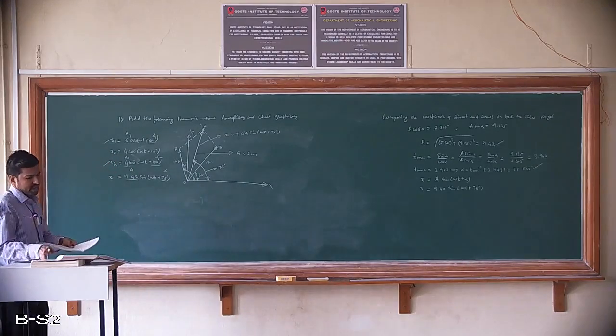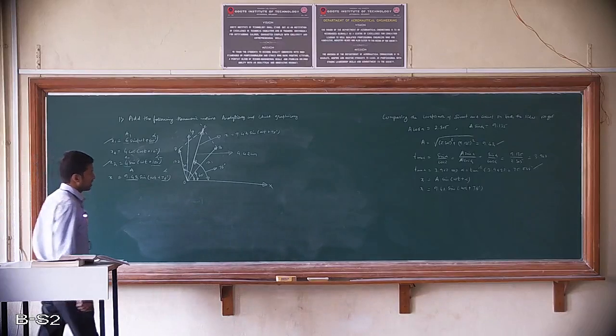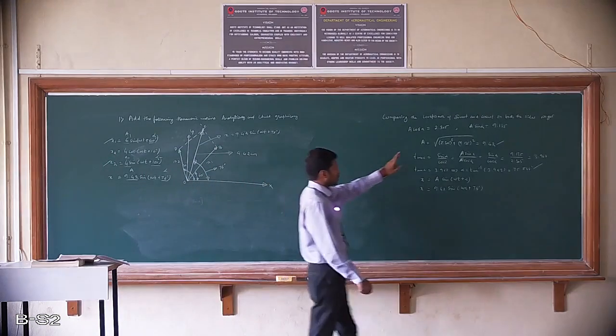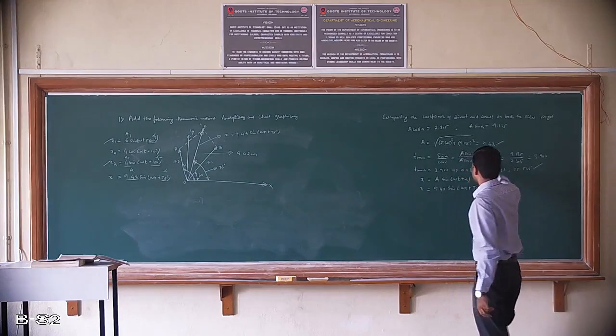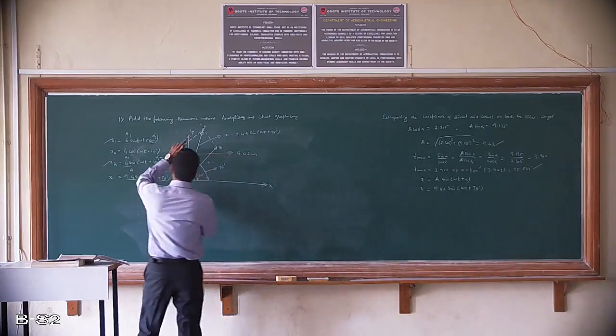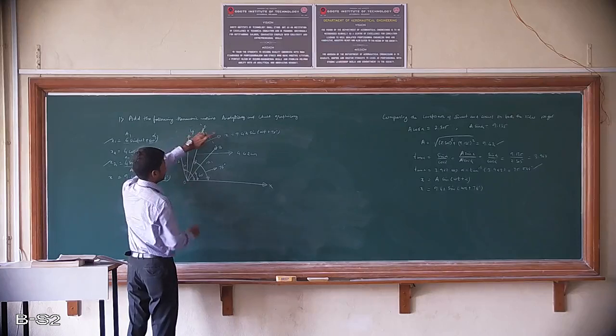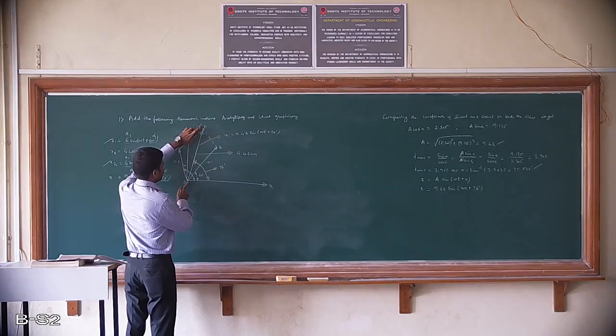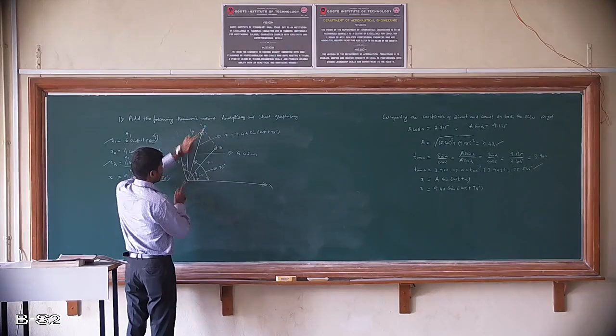So by the graphical method, we have proved that the value we got for A by the analytical method, that was 9.42, and when I solved it graphically, I found the length of the line is 9.42, which represents the amplitude value.